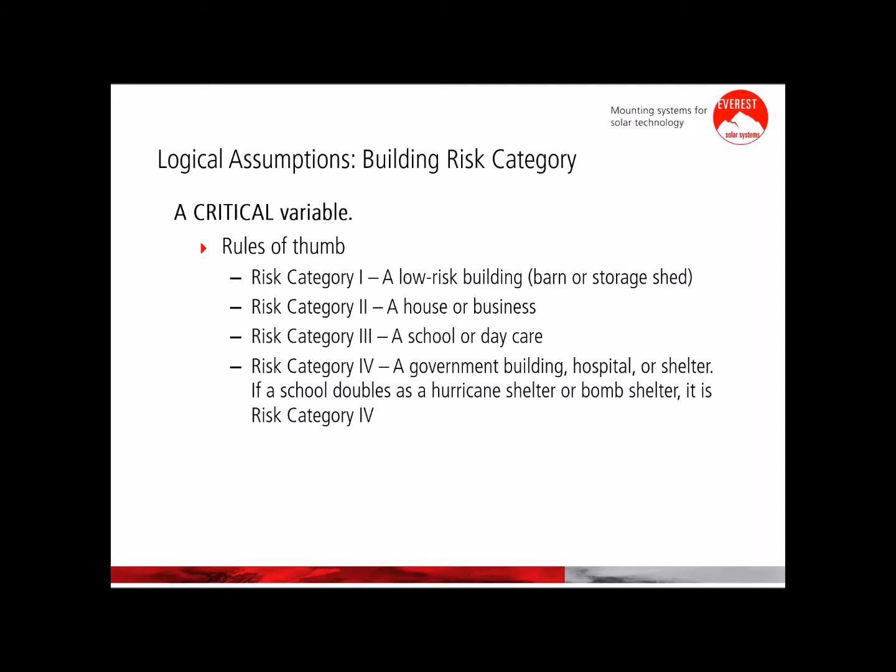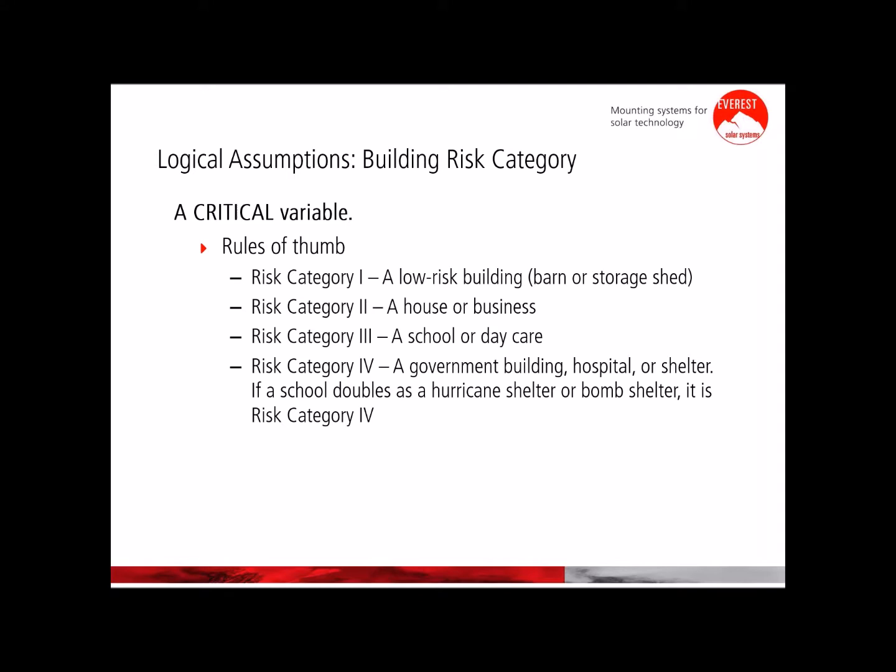Getting near the end here, building risk category. This one is not a common one that comes up. I would say the majority of the buildings I see solar systems going on are risk category 2, but this is definitely a critical variable if you're installing these systems on, say, a school or a government building. So I'll go over these briefly.